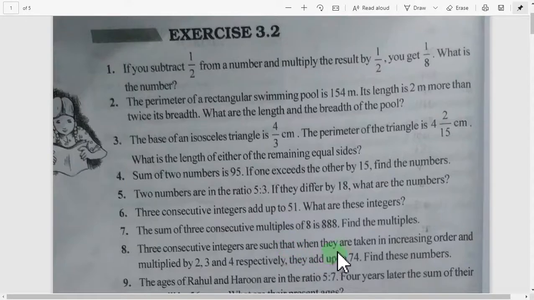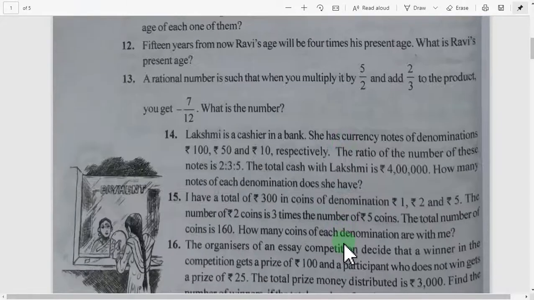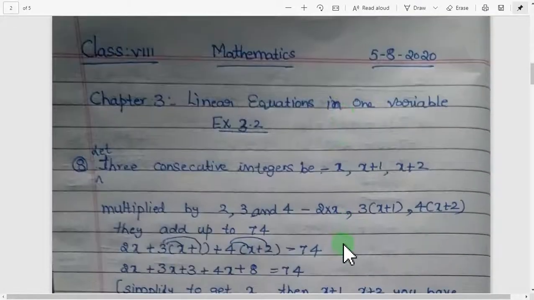They are taken in increasing order, x, x plus 1, x plus 2, and multiplied by 2, 3 and 4. The first number you multiply by 2, the next by 3, the third by 4, and if you add them you will get 74. Find these numbers. See, half I have solved.